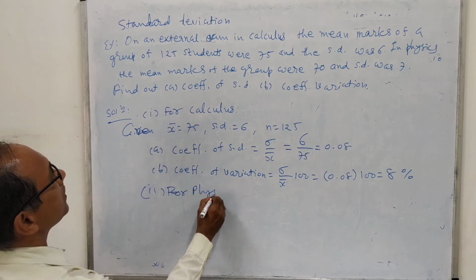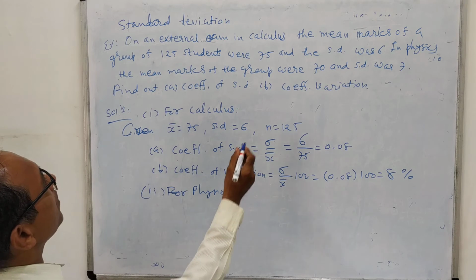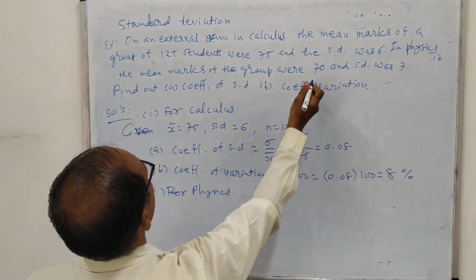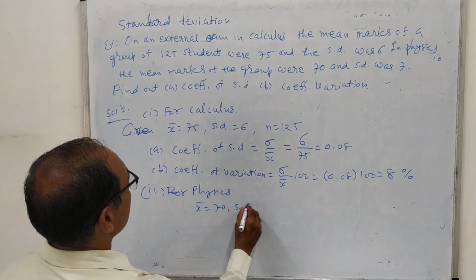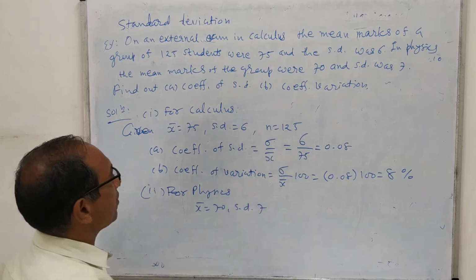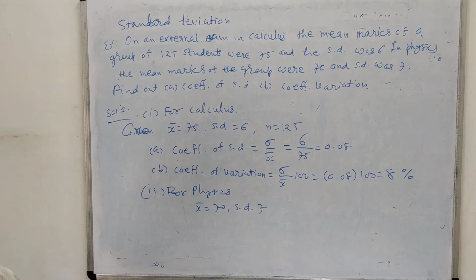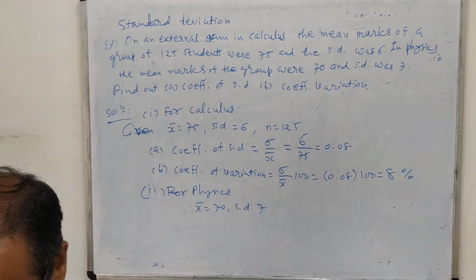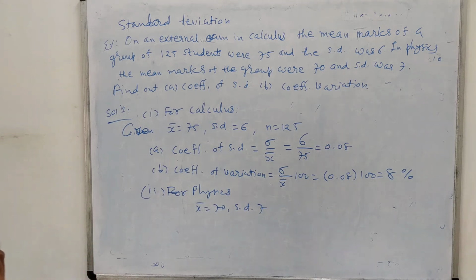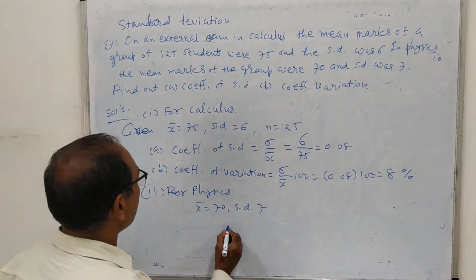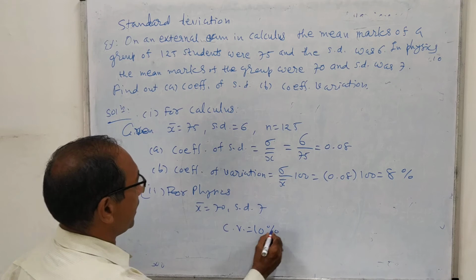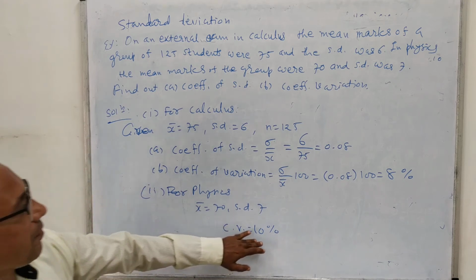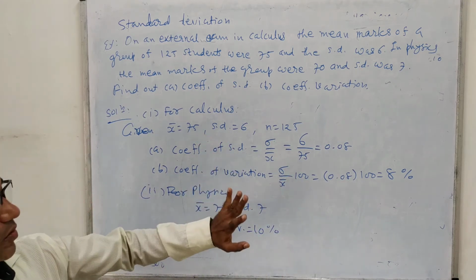Similarly, we can find out the same thing for physics. For physics, we are given mean is 70 and the standard deviation is 7. And for that you can find out the same thing. This is for your work, you can find this out yourself. But here I would tell that the coefficient of variation for this is 10% you will get. So now the solution is finished.